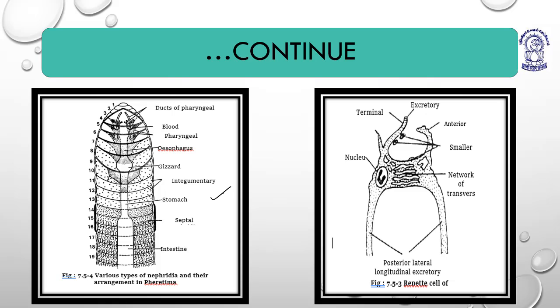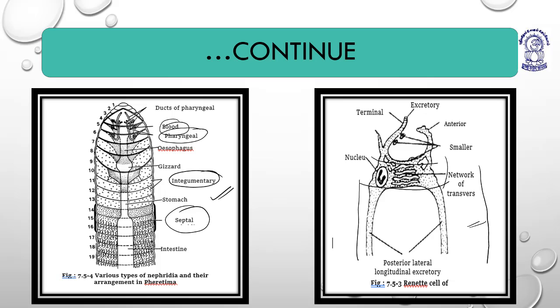In this picture you can see various types of nephridia and their arrangement in Pheretima posthuma, that is earthworm. Pharyngeal nephridia, blood gland, integumentary nephridia and septal nephridia. This is a renette cell. These are the vertical excretory ducts, and this is the anterior transverse canal.